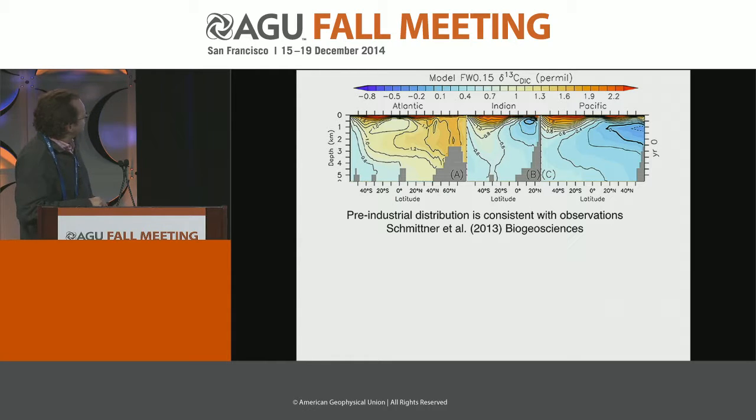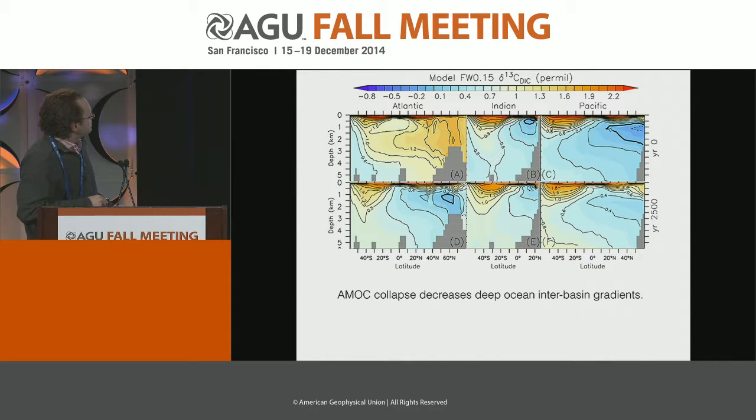And now let's look at the case where I reduce the overturning in the Atlantic, and maybe not surprisingly, because this great interbasin gradient is generated by the meridional overturning circulation, if you stop that circulation, you also make the C13 distributions more similar between the Pacific and the Atlantic. So in the Atlantic, there's a reduction in C13, and in the Pacific there's a slight increase.